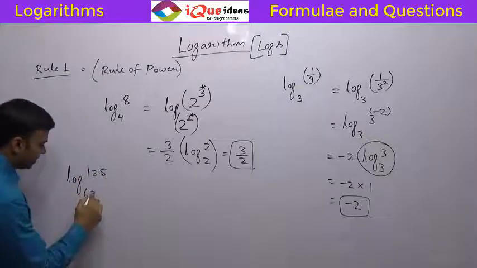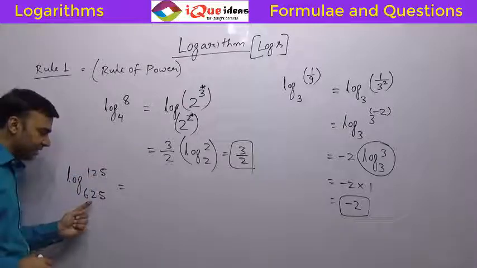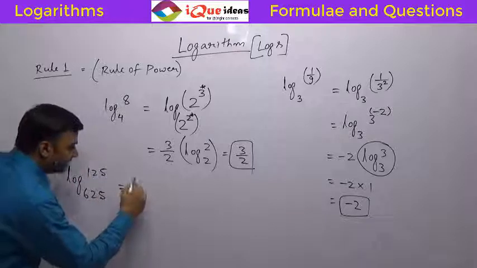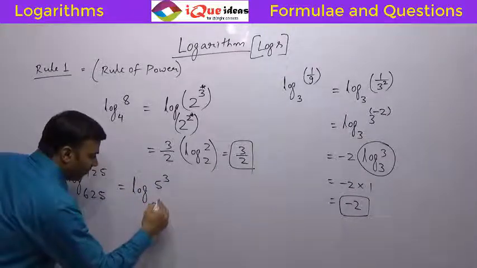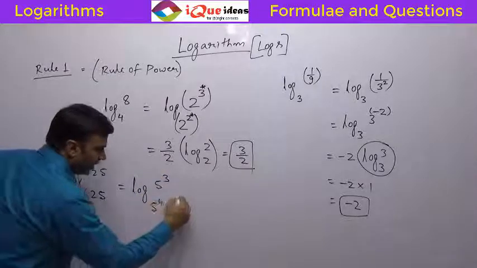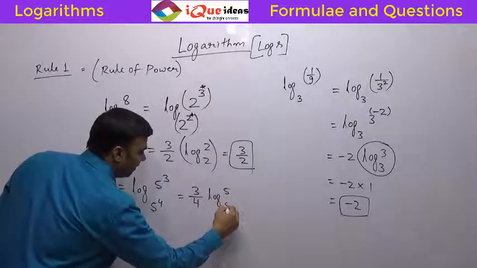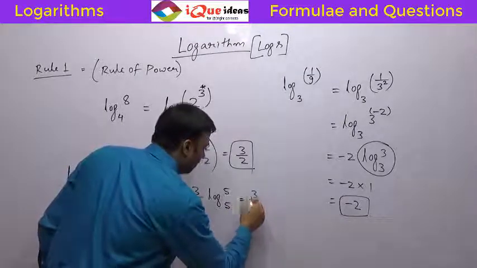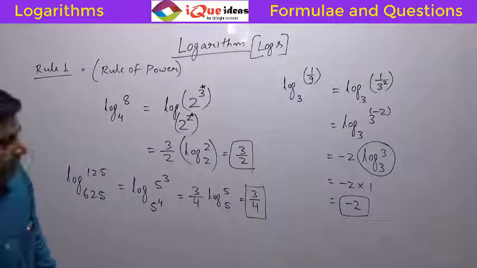125 to the base 625. Now we know that 125 is not a direct power of 625, but both of them are powers of 5. Now 125 is 5 cubed. 625 is 5 to the power 4. So from here this 3 will come outside, this 4 will come outside, and it will become 3 by 4 log 5 to the base 5. Now you see, log 5 to the base 5 is 1, so the final answer is 3 by 4. So this is how rule of power can be applied in complicated situations.